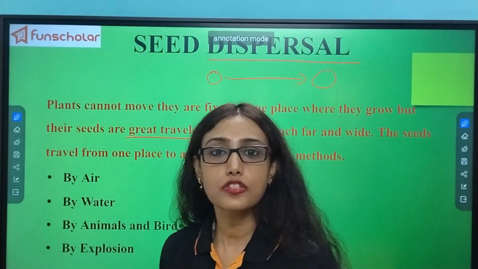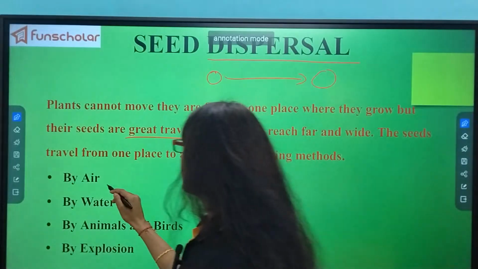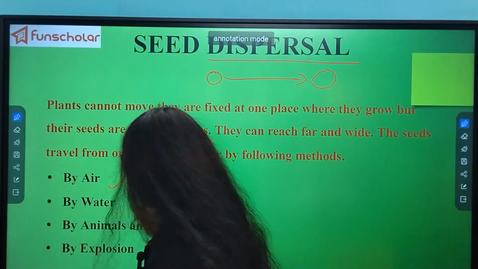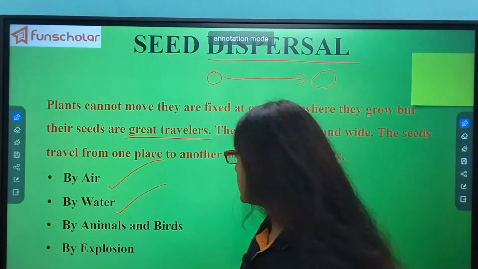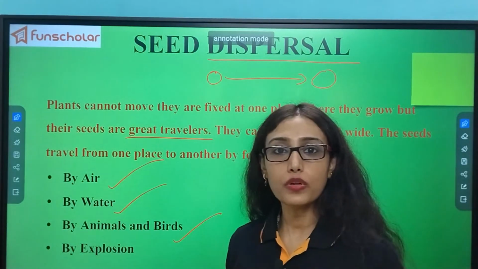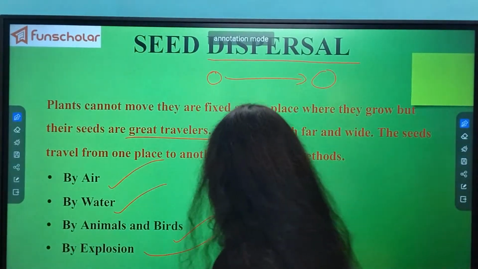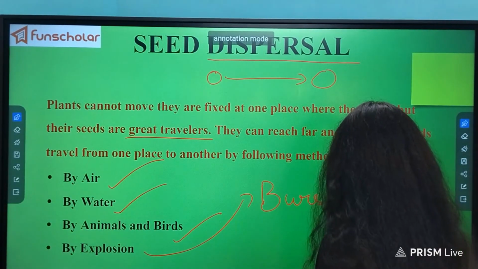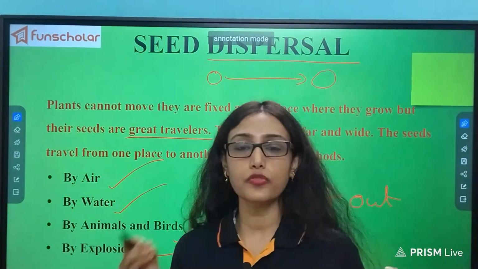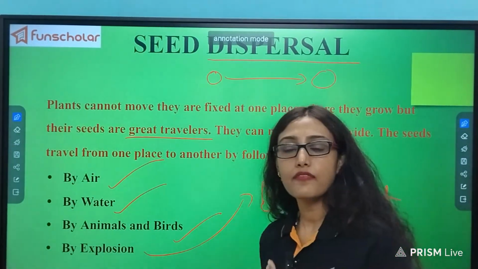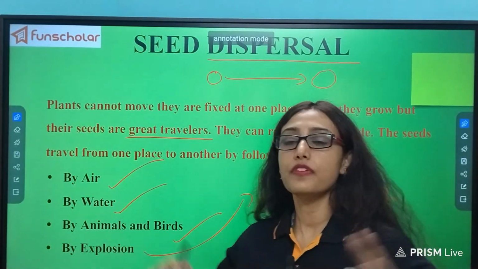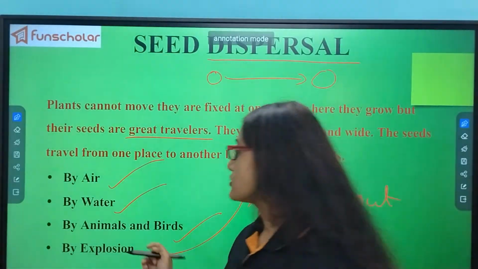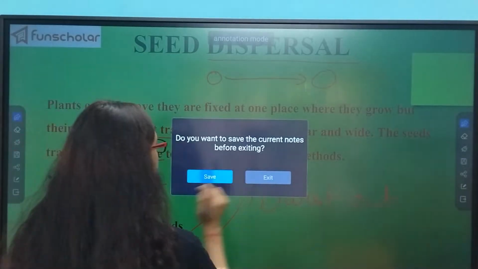So who helps the seeds to move? First is air. Air helps seeds to move. Second is water. Third, I have told you, animals, birds. And fourth, explosion. Explosion means to burst out. Just like crackers burst out when you light them, the seeds burst out, and when bursting happens, the seeds spread to a large distance. Okay, so let us see how these things are happening.